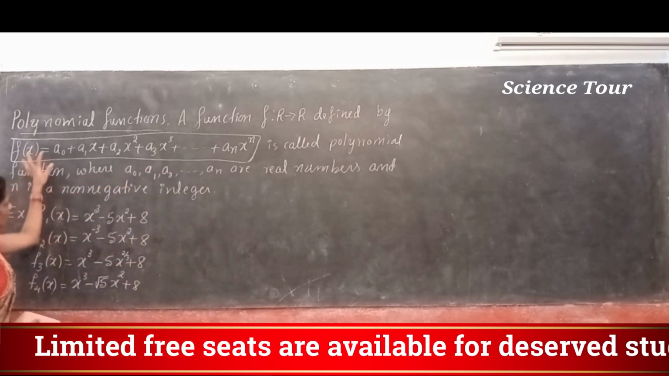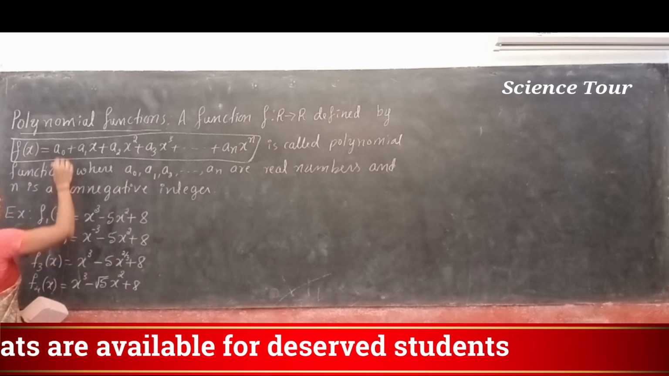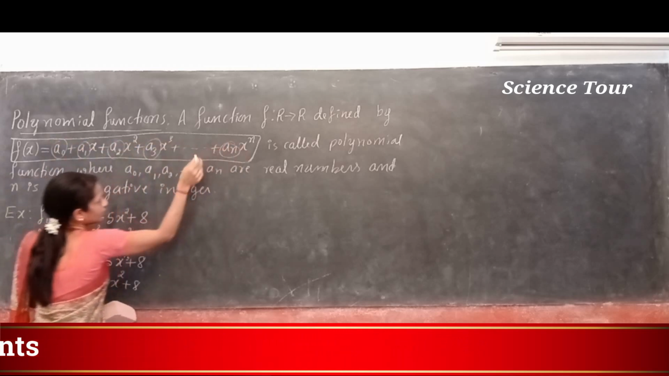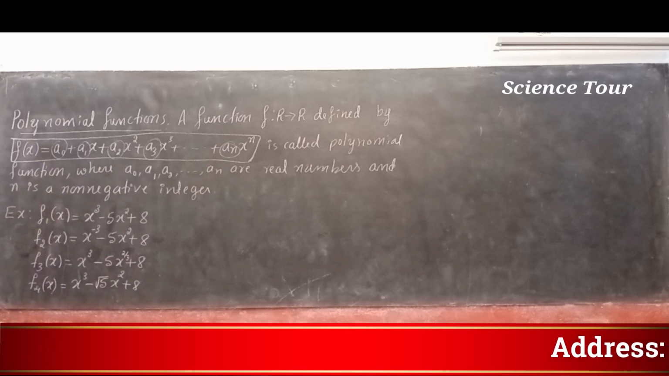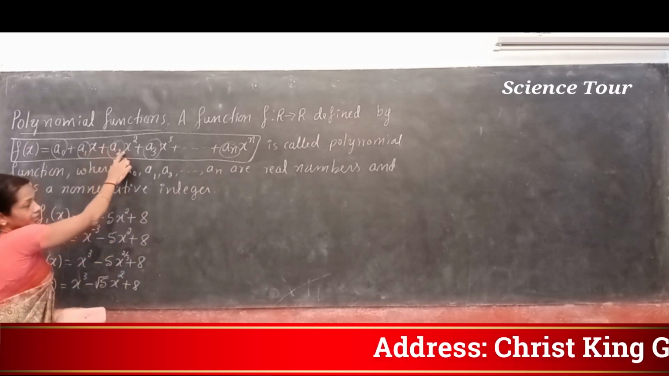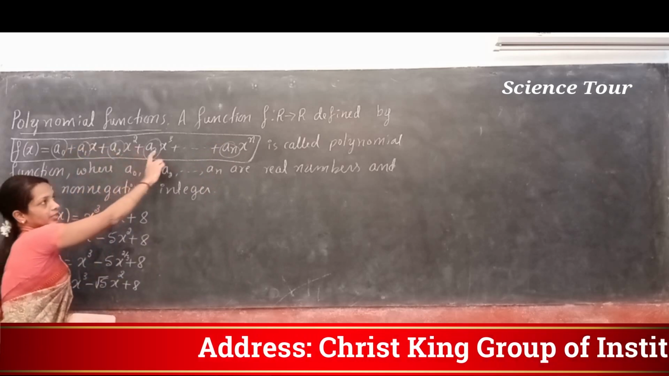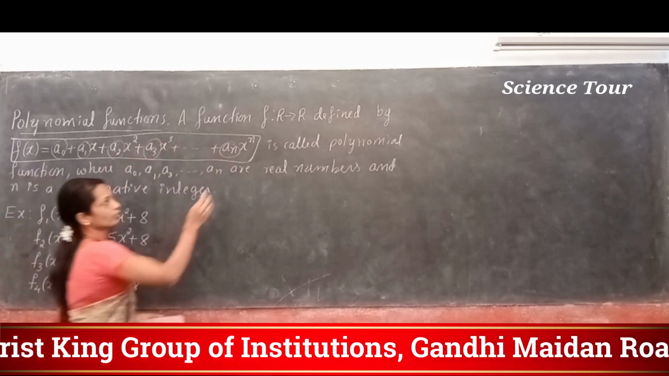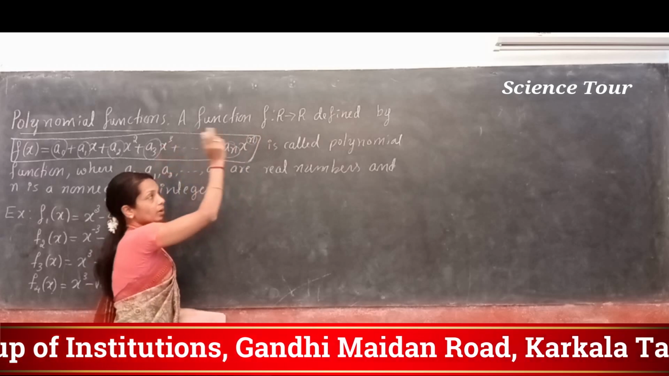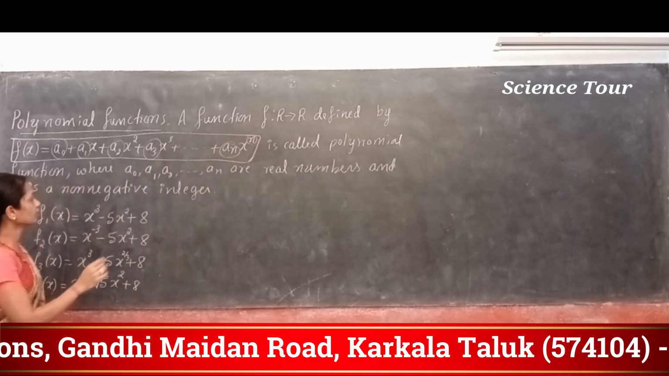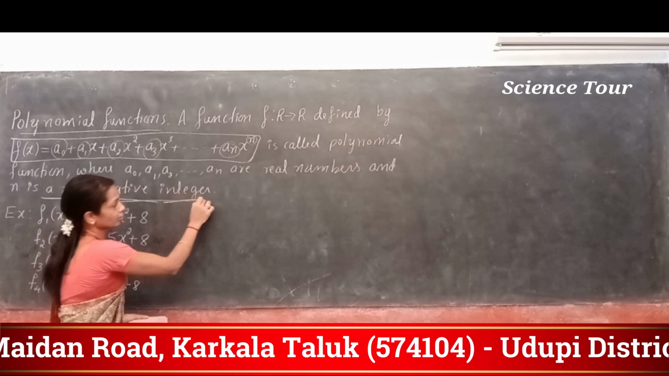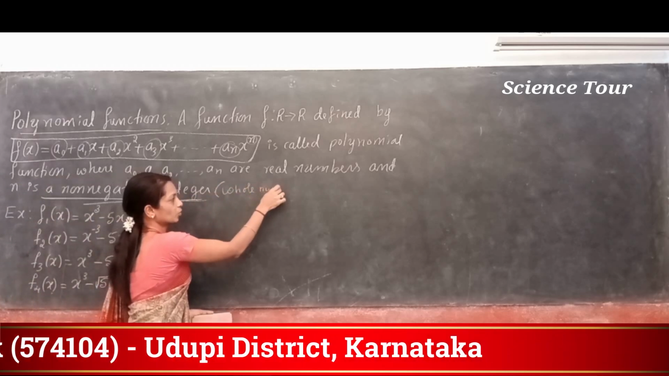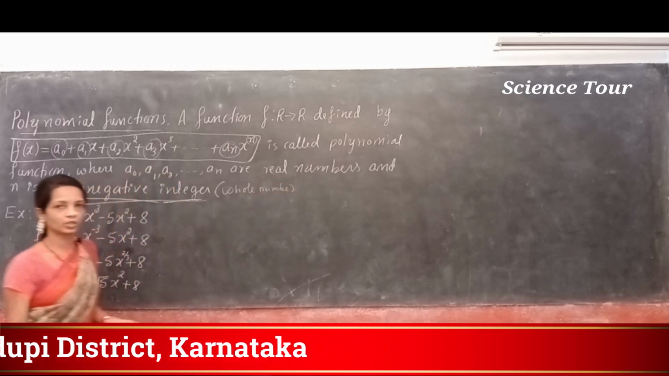And here, what are a naught, a1, a2, a3, an? They are any real numbers. And the power of x, x to the power n, should be a non-negative integer. Non-negative integer means it should be a whole number. Whole number means what? Either 0 or positive integers.